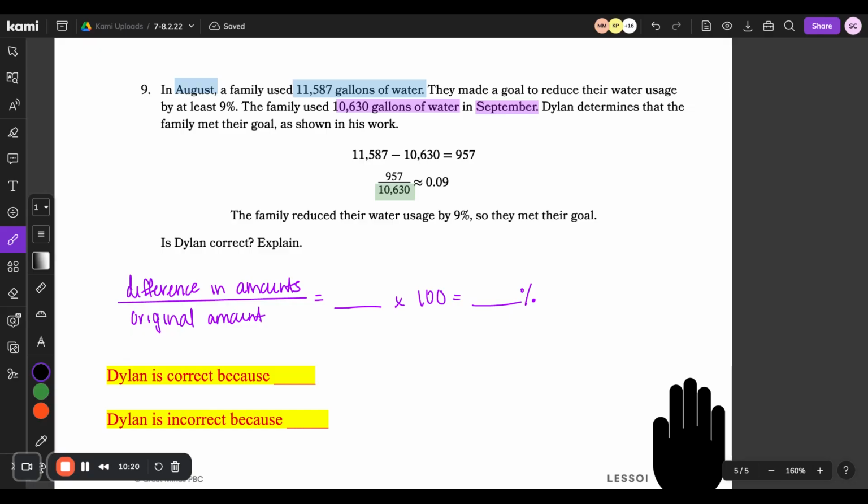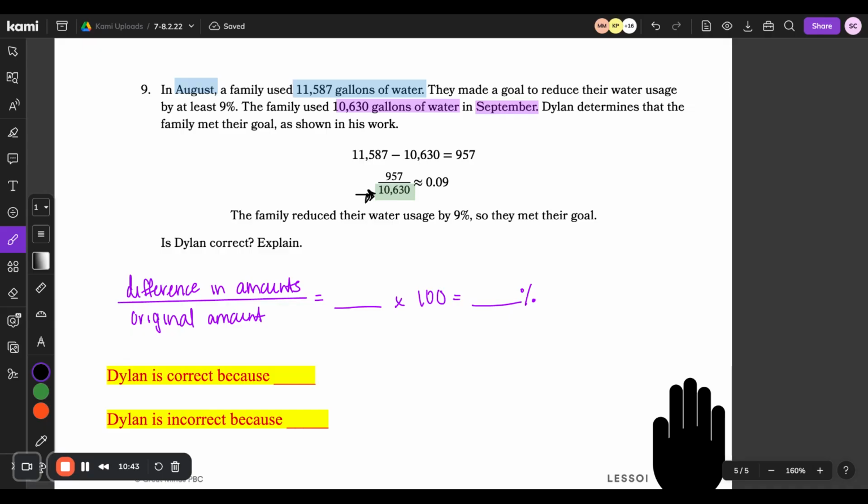So I'm actually giving you a hint with this one. He is incorrect because of something that has happened right here. Seeing if you can figure out what it is. And if you haven't figured it out yet, it is that he made the new amount the original amount instead of the 11,587. That is the original. So that is what should be in the part that is highlighted in green.